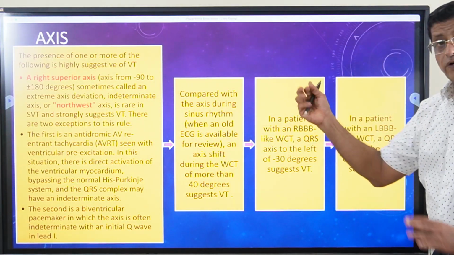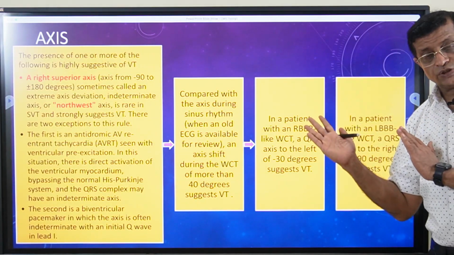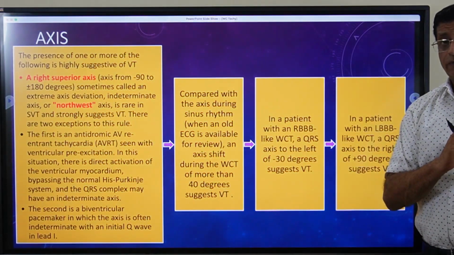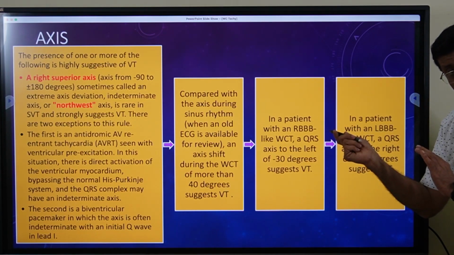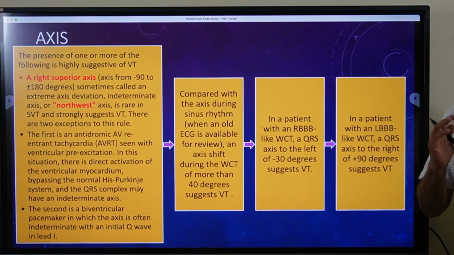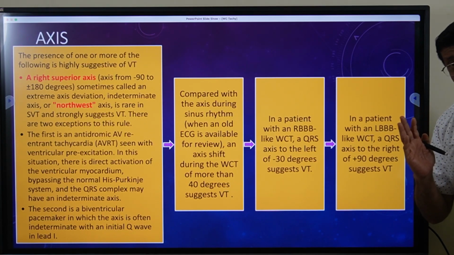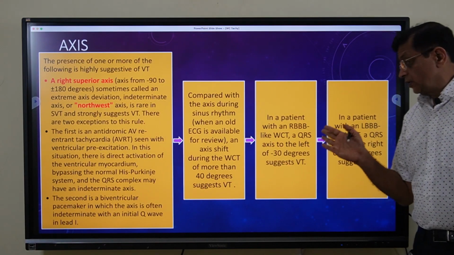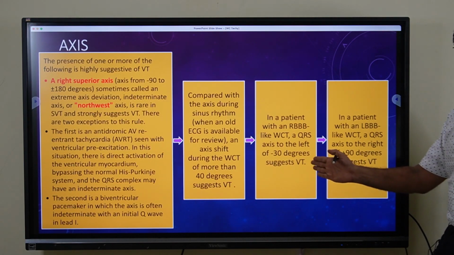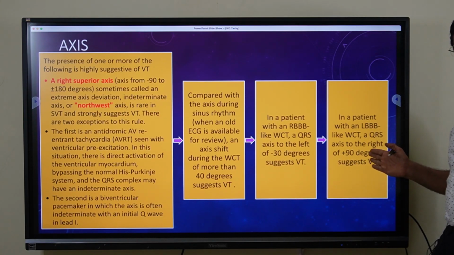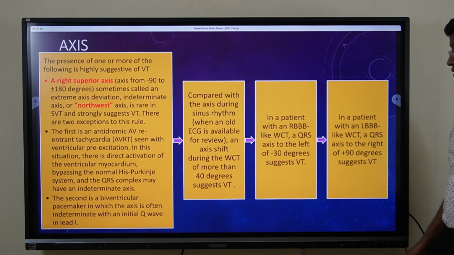Now, if you have a previous ECG for comparison, and now the patient presents with wide complex tachycardia, if the patient has a RBBB like wide complex tachycardia, and now the axis has turned leftward more than -30, then it is likely to be VT. Similarly, if it is a left bundle branch block type pattern on wide complex tachycardia and the axis is +90, which was not there earlier, that will suggest that this is VT.